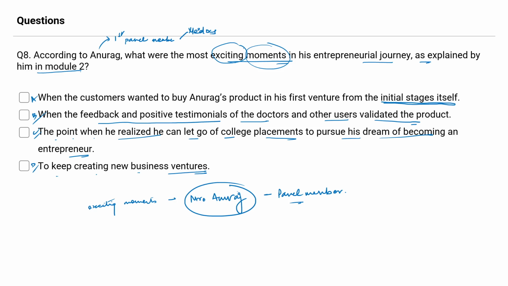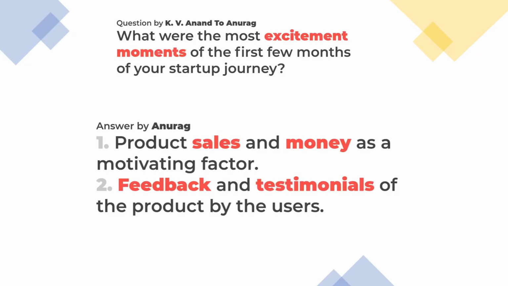When the customers wanted to buy Anurag's product in his first venture from initial stages, meaning it has not even been properly launched, they've just made it. They've not yet marketed it well, but still people would want to buy it. Second is about positive feedbacks from the community. Third is that he let go of the college placements. And fourth is creating new business ventures. Okay, let's go through the screen validation.